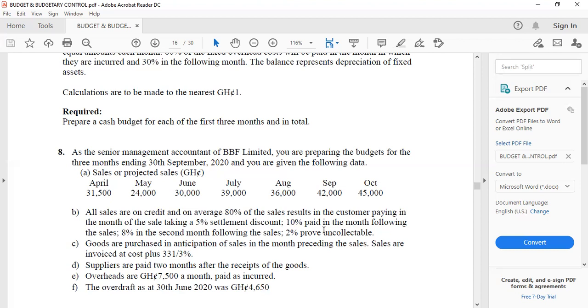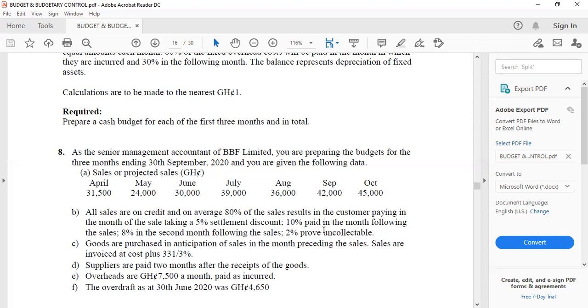If you want to do this, you have to find your 80% first, then find your discount and subtract it. Or another way of doing this is that you find the 80%. If you find the 80% of 31,500, what are you getting? You have gotten 25,200, isn't it?